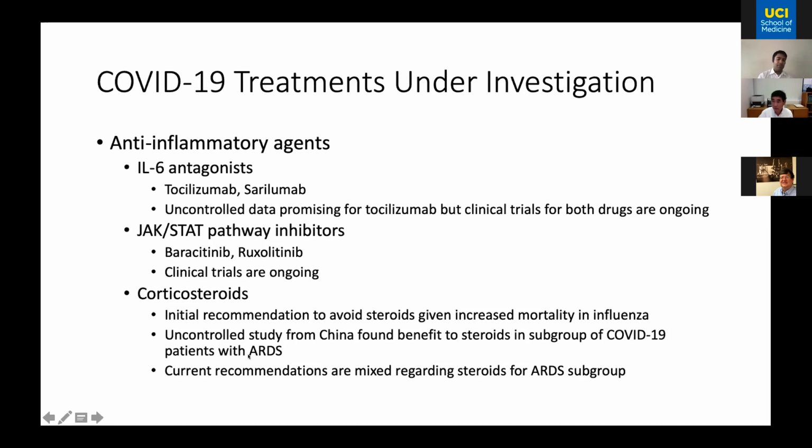There's some debate in general as to whether to treat with a steroid for other causes of acute respiratory distress syndrome. So the recommendations in this subgroup are mixed, but otherwise, because of this mortality with influenza, it's not something that's being used outside of this one particular subgroup.